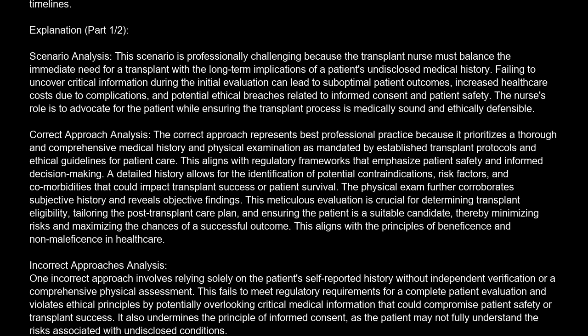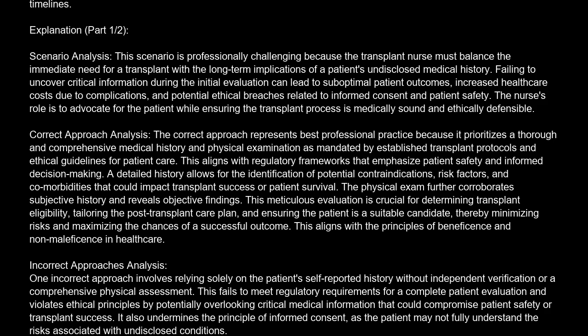Failing to uncover critical information during the initial evaluation can lead to suboptimal patient outcomes, increased healthcare costs due to complications, and potential ethical breaches related to informed consent and patient safety. The nurse's role is to advocate for the patient while ensuring the transplant process is medically sound and ethically defensible. Correct approach analysis. The correct approach represents best professional practice because it prioritizes a thorough and comprehensive medical history and physical examination as mandated by established transplant protocols and ethical guidelines for patient care. This aligns with regulatory frameworks that emphasize patient safety and informed decision-making.